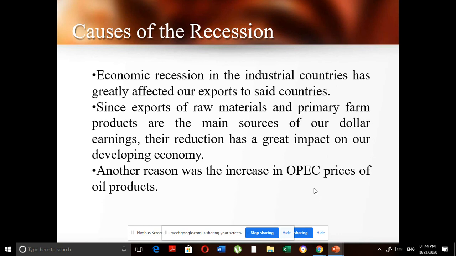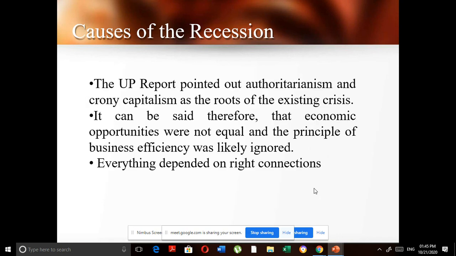Okay. Now, causes of the recession. You know, a recession is a decline in production and employment. So, economic recession in the industrial countries has greatly affected our exports to said countries. Since exports of raw materials and primary farm products are the main sources of our dollar earnings, their reduction has a great impact on our developing economy.